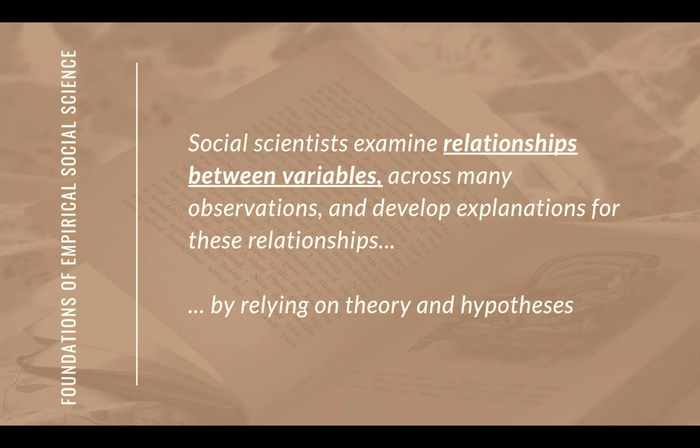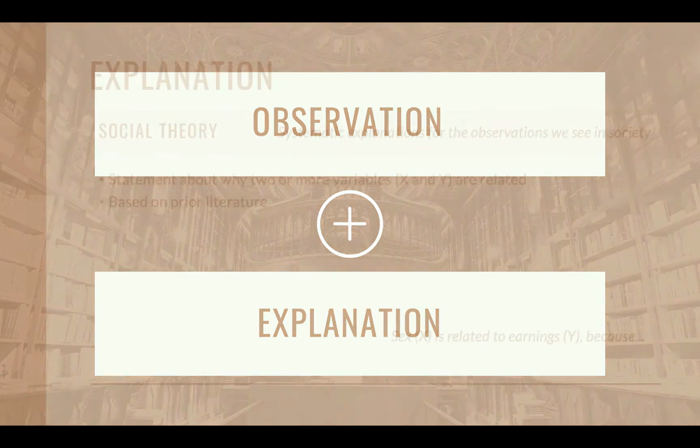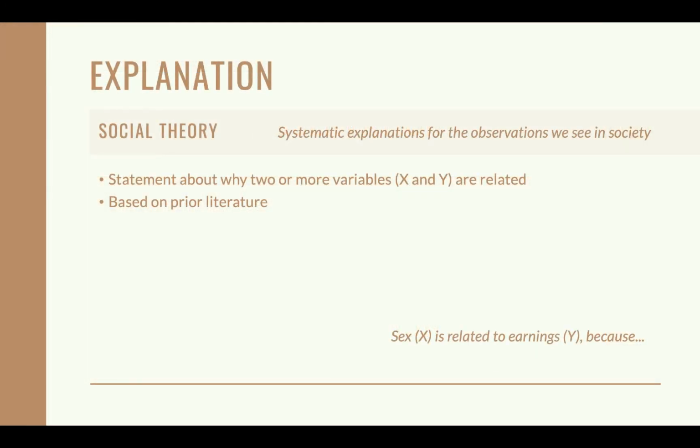We develop explanations by relying on existing theory and hypotheses. The explanation side of this really boils down to what we call social theory, or systematic explanations for the observations we see in society. And it is a statement about why two or more variables are related. Importantly, these are based on what we've read in prior literature about the x variable and y variable and their relationship to one another. For example, we say sex, our x variable, is related to earnings, our y variable, because, and then we come up with a reason for why they're related.